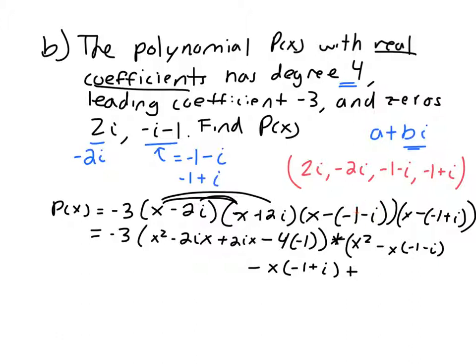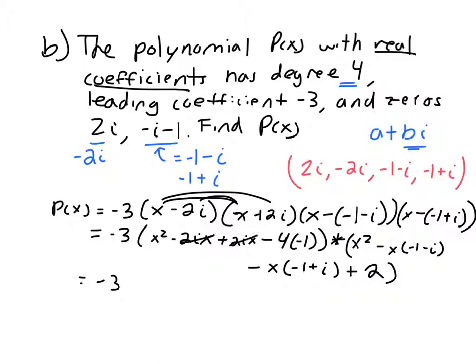Since these last two terms are conjugates of each other, I can just do a squared plus b squared, okay? So that's what happens when you multiply conjugates. So a is -1, so a squared is 1, and b is also 1, so b squared is also 1, so you end up having a squared plus b squared is just equal to 2, so plus 2. All right, let's do a little bit of cleaning up here.